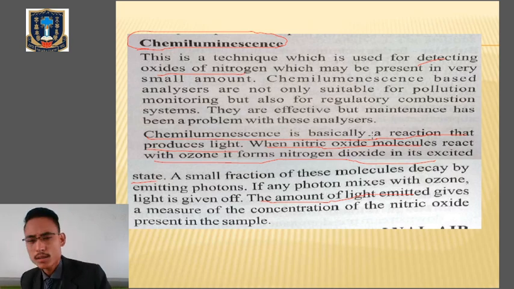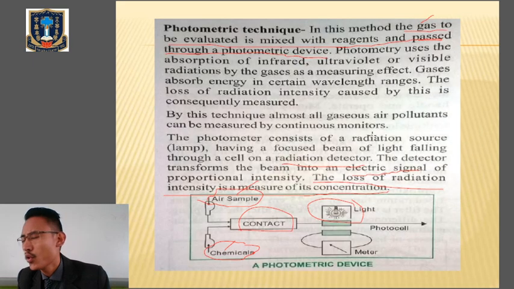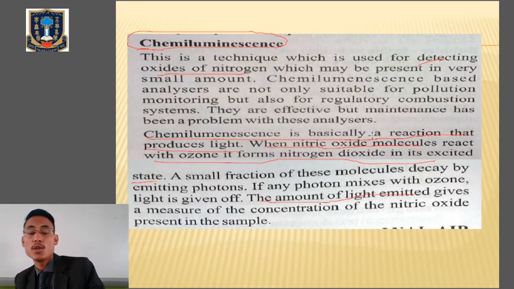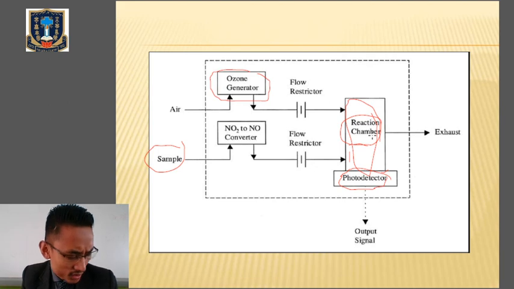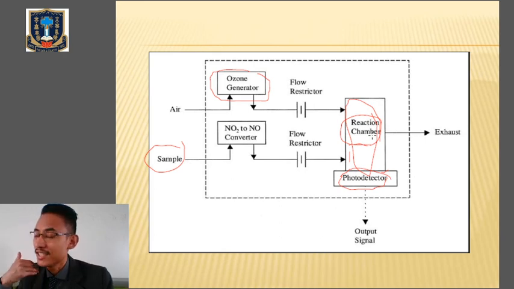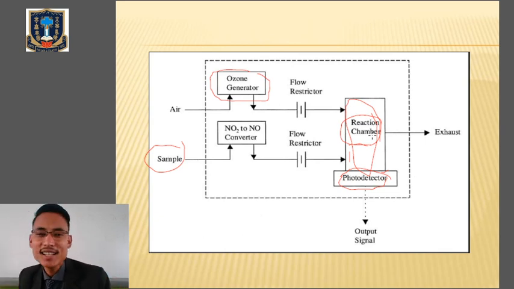So here we have learnt about the three techniques under the instrumental technique. The first one was the photometric technique, the second is NDIR, non-dispersive infrared technique, and the third is chemiluminescence. So here we have finished the techniques used for the collection of ambient air samples, by which we can analyze the air for the presence of different types of pollutants. Clear?